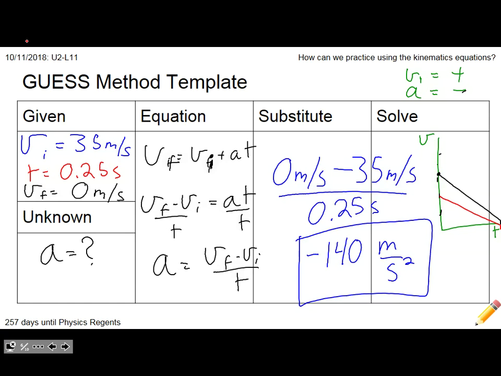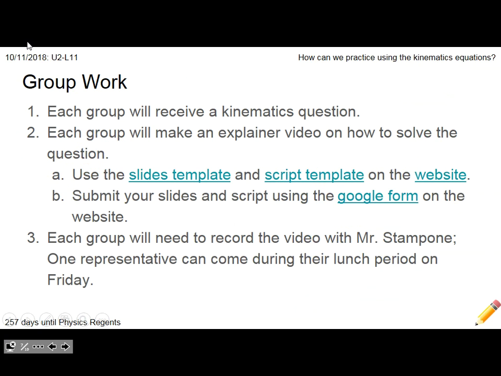Okay. So here's what we're going to do for the last 15 minutes of class. I'm going to give each table a different question, a kinematics question, similar to what we've been doing. At your table, you're going to use the computer to make a slideshow and to write the words that you would say. You can get those links on the website. I'm going to go post it on Google Classroom right now.